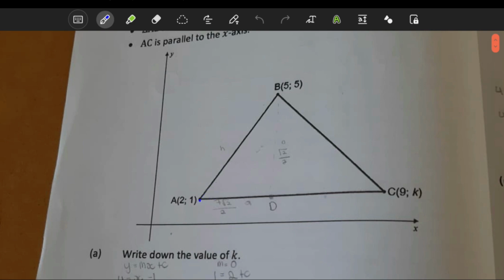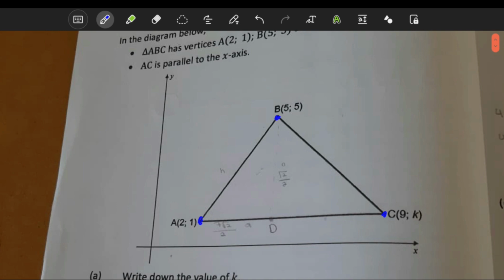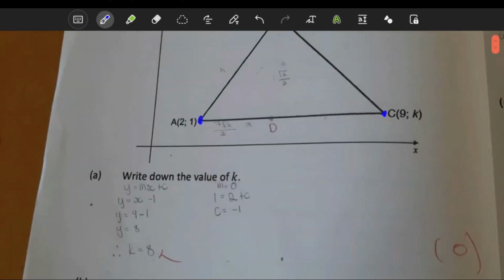This looks familiar. I think this is one of the questions in the analytical geometry course. It says here AC is parallel to the x-axis, if I am not mistaken. Yeah, let me see here. AC is parallel to the x-axis, and then they said we should find the value of k.